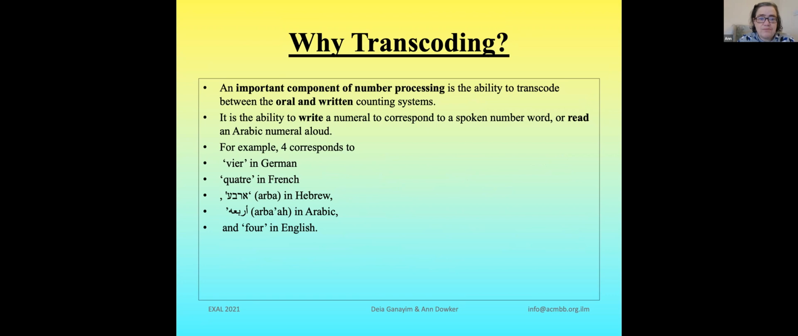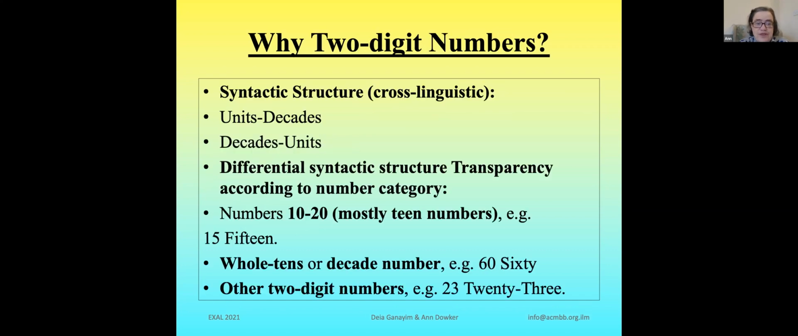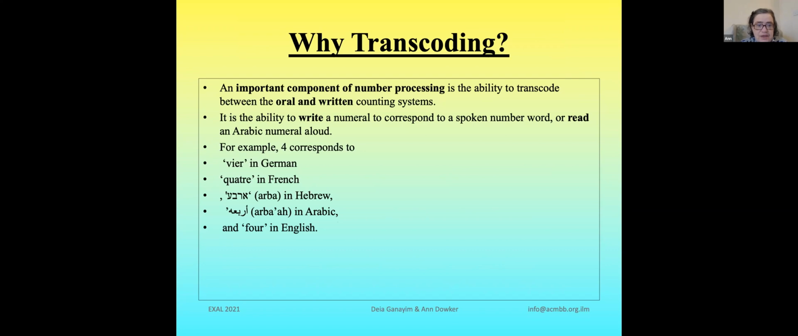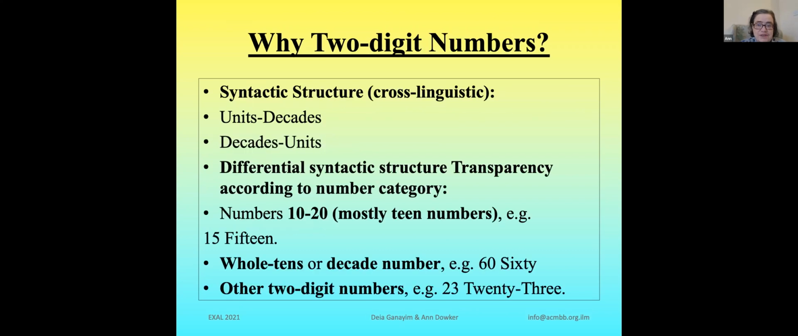So one important component of number processing is the ability to transcode between the oral and written counting systems. It's the ability to write a numeral to correspond to a spoken number word, or to read an Arabic numeral aloud. So that, for example, the numeral 4 can be spoken as vier in German, quatre in French, arba in Hebrew, arba'a in Arabic, and of course four in English. So the numeral can be spoken in various ways, so it's important to be able to write the numeral for the spoken word and to pronounce the numeral according to the spoken word. Next slide, please.